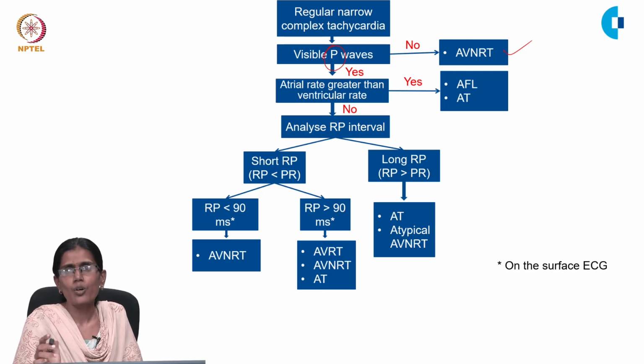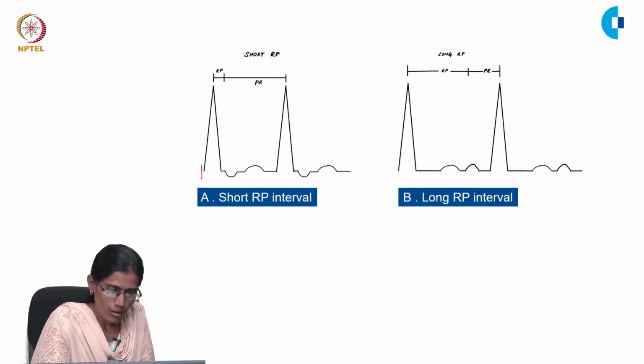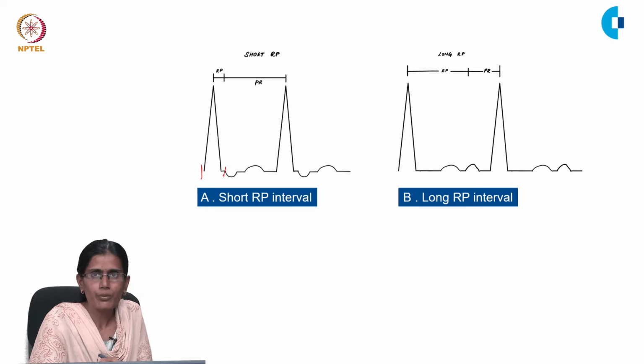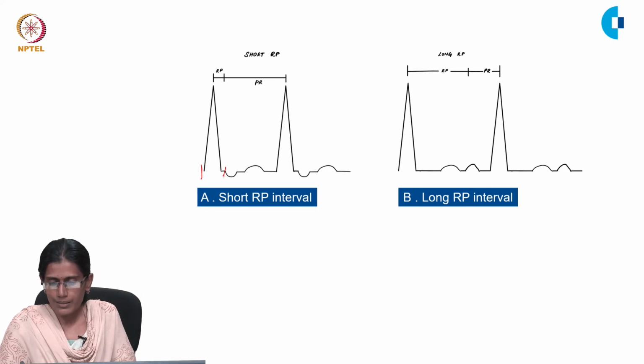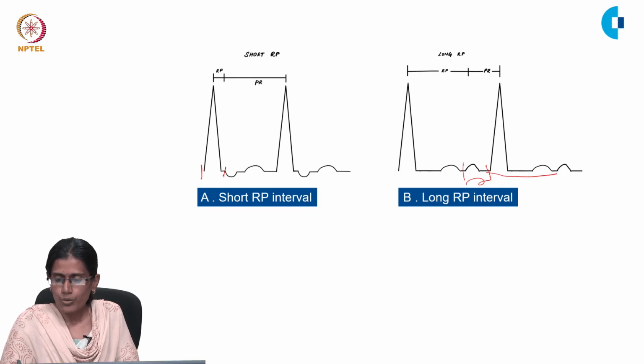So, what is the meaning of this RP interval? It means from the beginning of R to the beginning of P wave. During normal sinus rhythm, this is the PR interval, beginning of P to the beginning of R. You compare this PR interval with the RP interval, from the beginning of R to the beginning of P wave. During normal sinus rhythm, the PR interval is short compared to the RP interval.